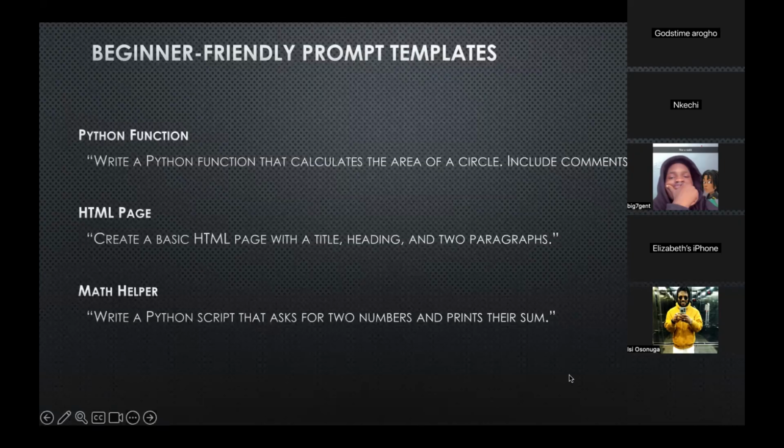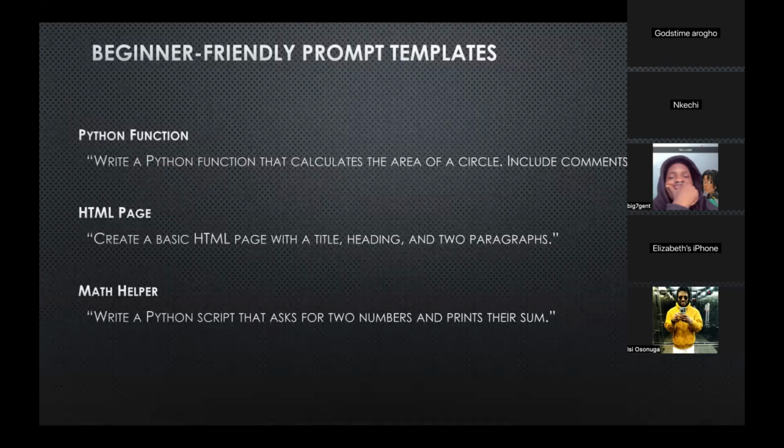So write a Python script that asks for two numbers and prints their sum. So you can say, write a Python script that asks for two numbers and prints the addition of those two numbers. This is good for beginners. Now, if you want to start coding with your AI, you can just tell it this last prompt as a beginner. Then when it gives you an output, you take the output and put it in your code editor and run it, and you do the addition, you see it works.